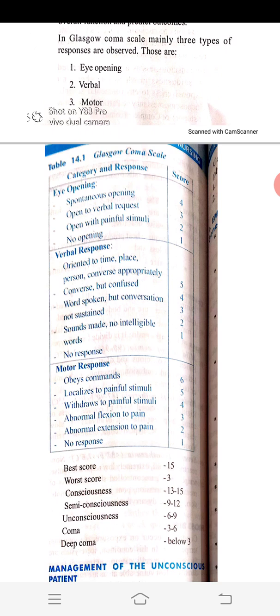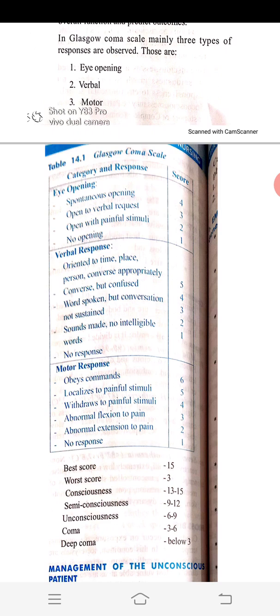When the score is below 3, the patient goes to the deep coma stage and sometimes to death. If the Glasgow scale response is less than 3, the person goes to the deep coma stage and even to a death condition. If the scoring is 3 to 6, the person goes into a coma stage.